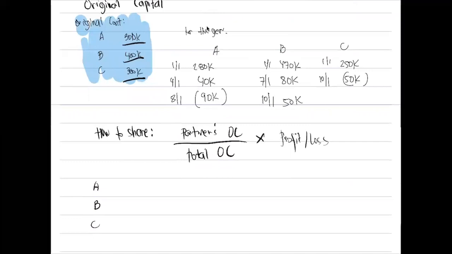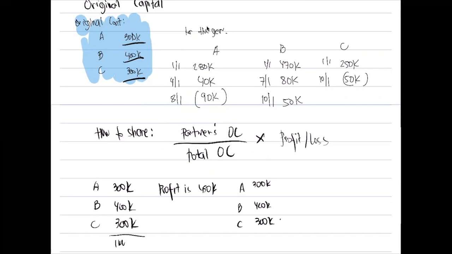What is the original capital of A? 300,000. For B, 400,000. For C, 300,000. Okay, we get the total. We have here 1 million. So if the profit is 450,000, we will allocate it to A, B, and C. So the partner's original capital is 300 for A, for B, 400, for C, 300. You divide it to the total original capital of 1 million. Okay? And then we multiply it to the profit, which is 450,000.